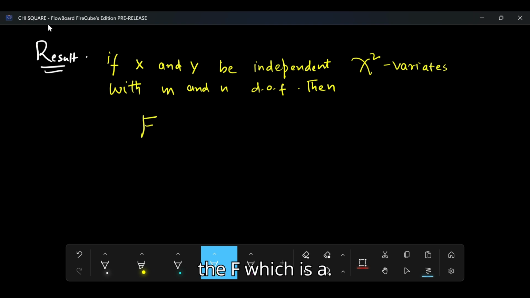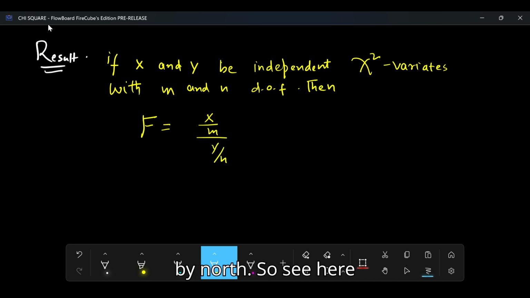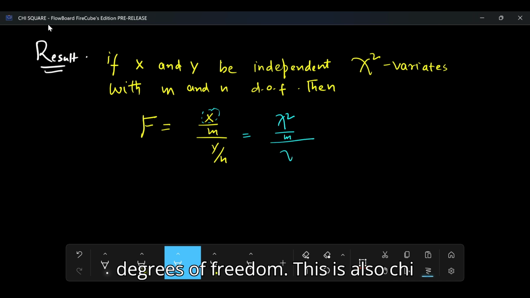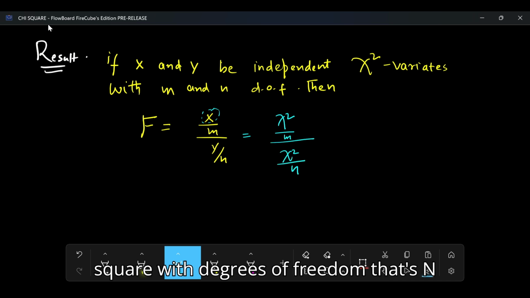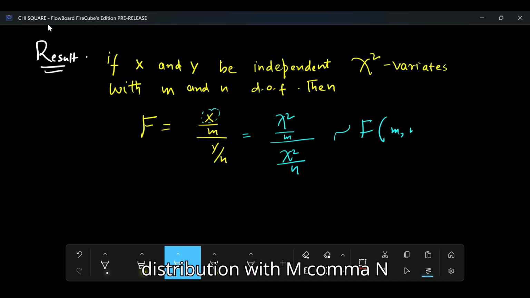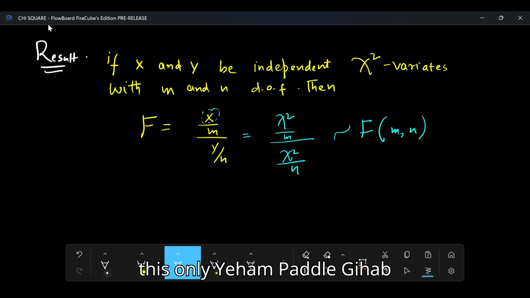the F, which is written like this, x by m divided by y by n. So see here, this x is my chi-square. This is chi-square divided by degrees of freedom. This is also chi-square with degrees of freedom, that's n. So this will follow F distribution with m comma n degrees of freedom. You have to remember this only.